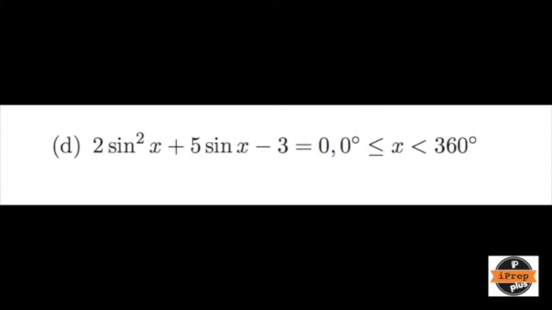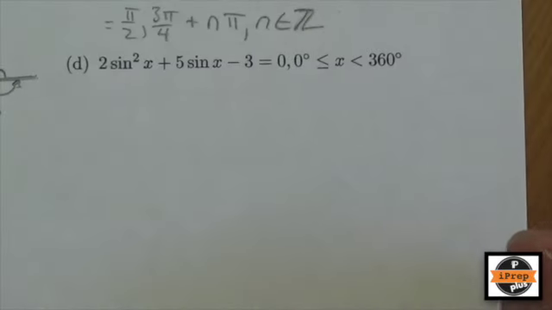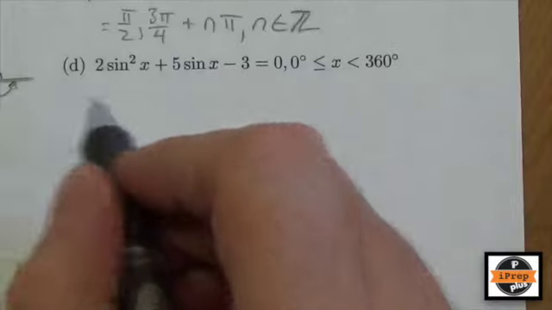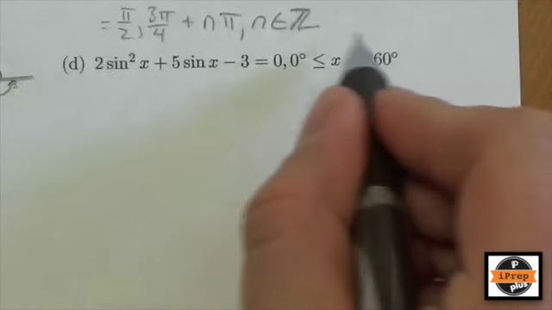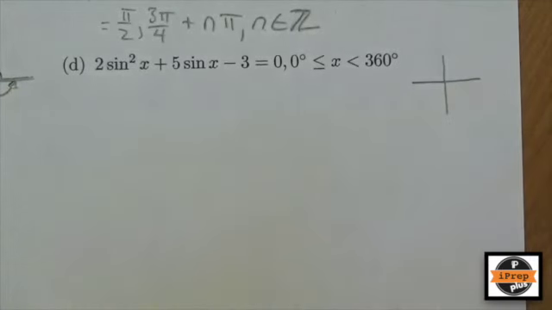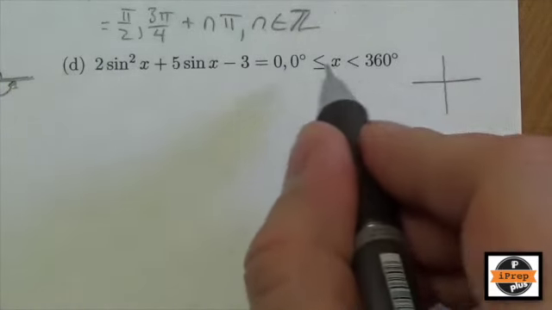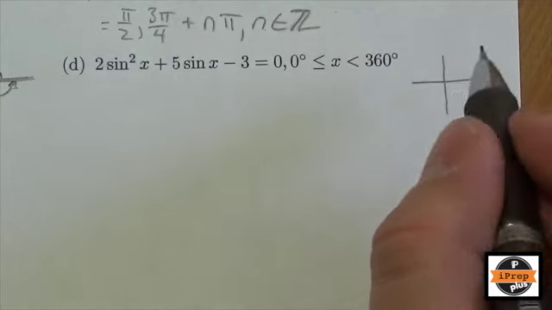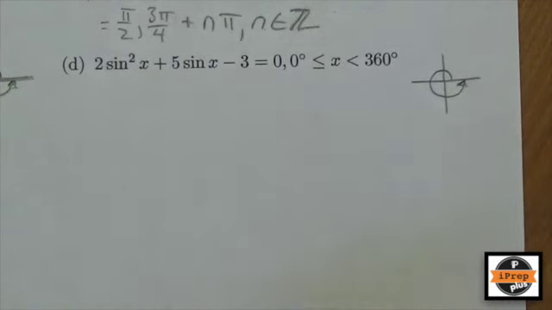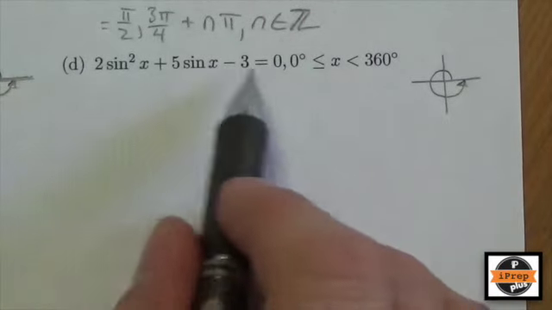Solve 2 sine squared of x plus 5 sine of x minus 3 equals 0, where x is between 0 degrees and 360 degrees. Okay, this question right here, I actually really like this question, and I'll show you why in a second. Just like we did with the previous ones, first thing we want to do is take a look at the domain that we're given, over which the answers are going to be found. We're in degrees, and this is just one complete positive rotation. Okay, good.